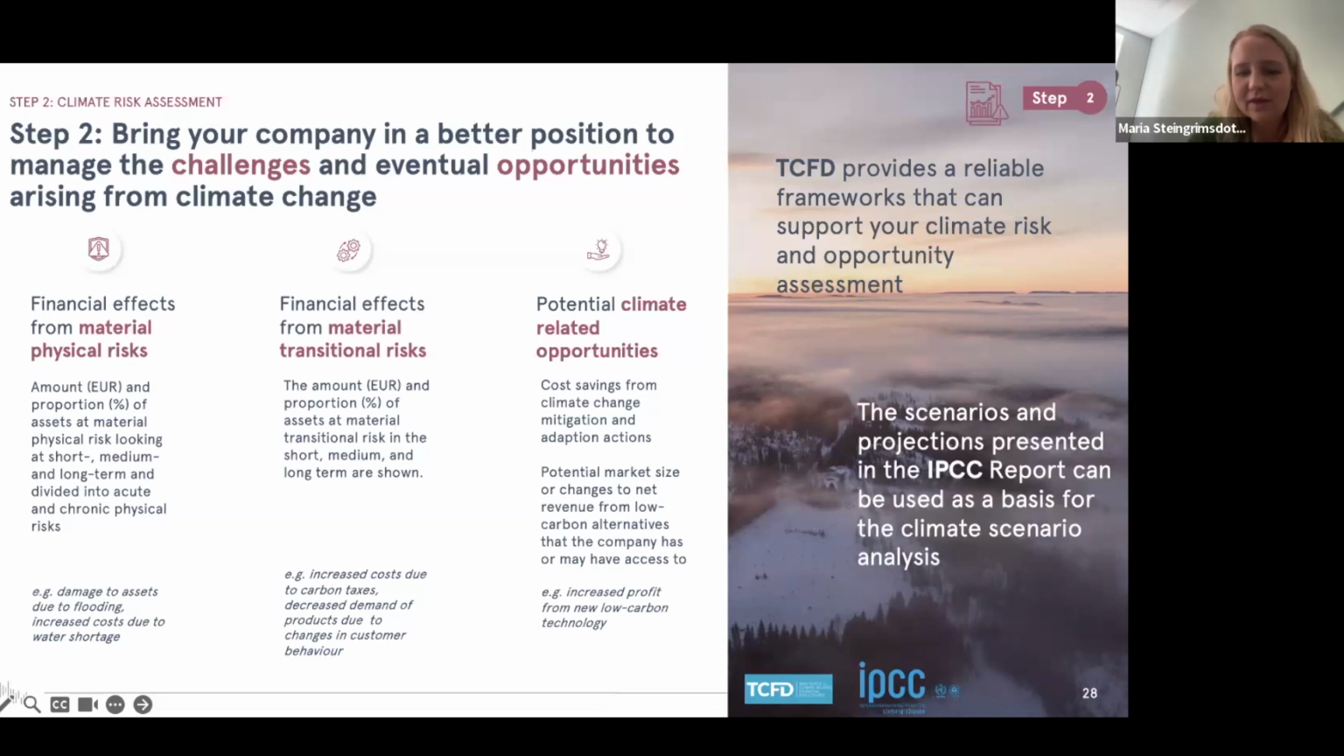And in terms of the climate scenario analysis, which is sort of the background to these risk assessments, there you can use the IPCC scenarios and projections that are presented in the IPCC reports.